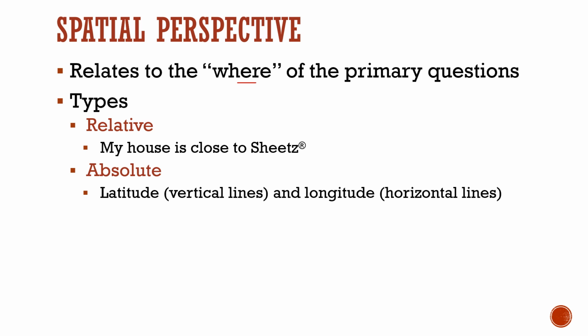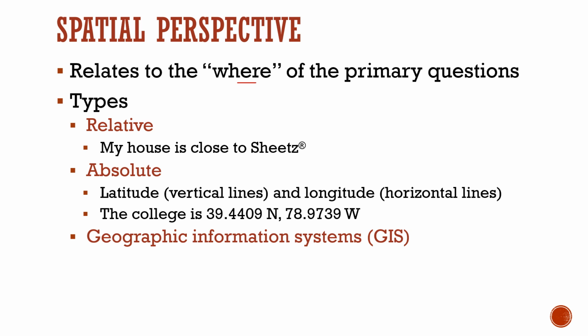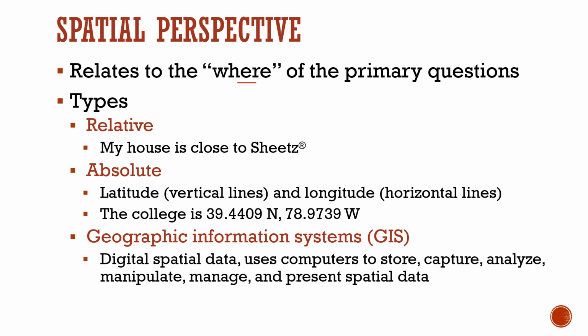Real quick, in case it's been a while, latitude are the vertical lines, longitude are the horizontal lines. Our college, the Potomac State College campus anyways, is 39.4409 degrees north and 78.9739 degrees west. So that is an absolute, very specific location. And then there are also geographic information systems. This is more digital data that uses computers to look at and manipulate different spatial data.